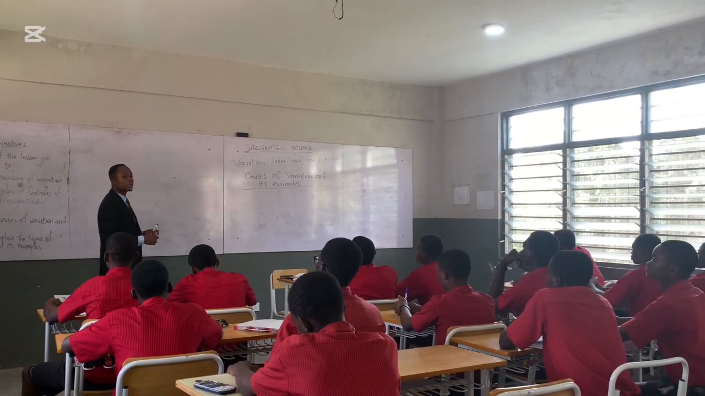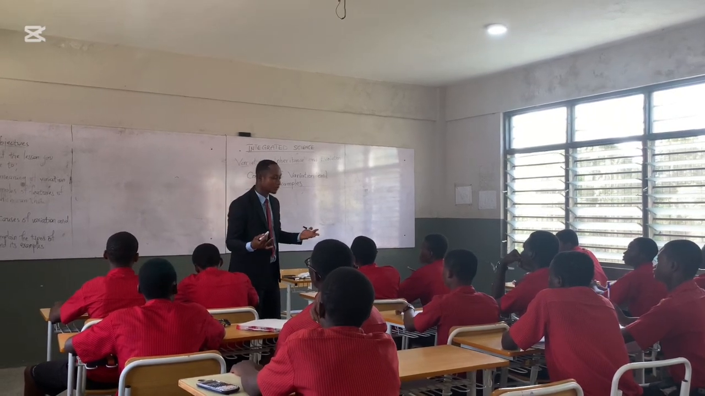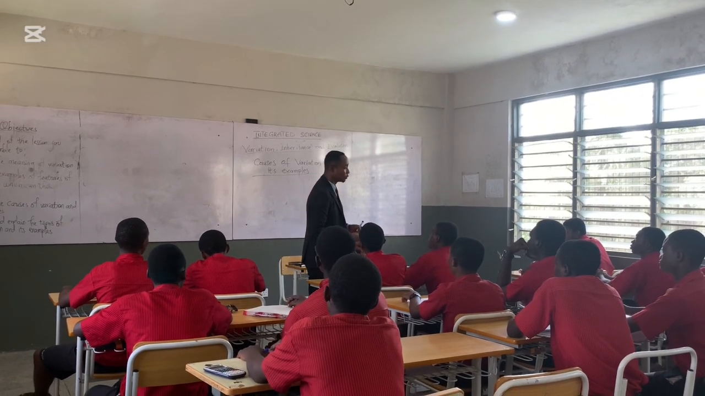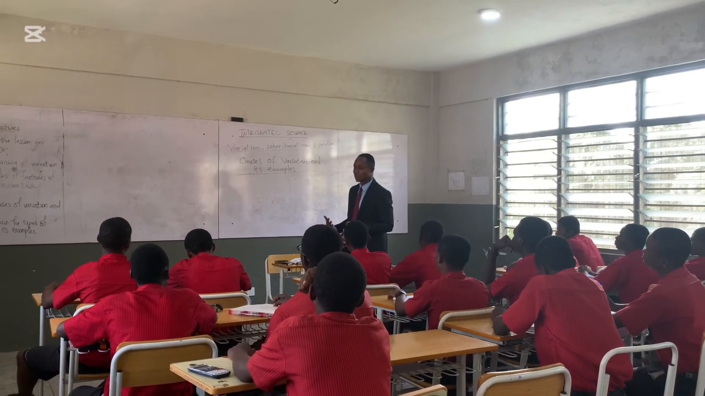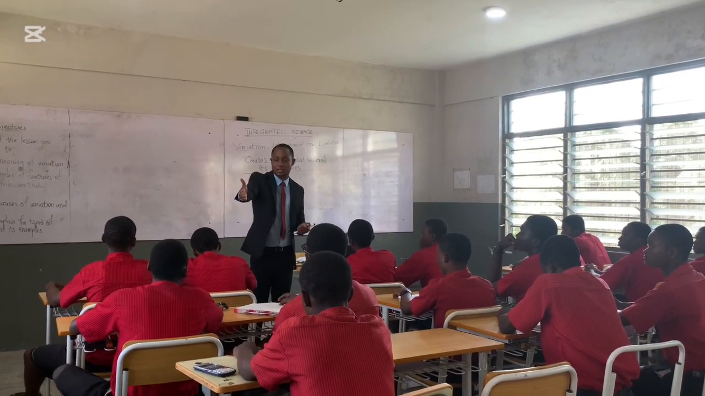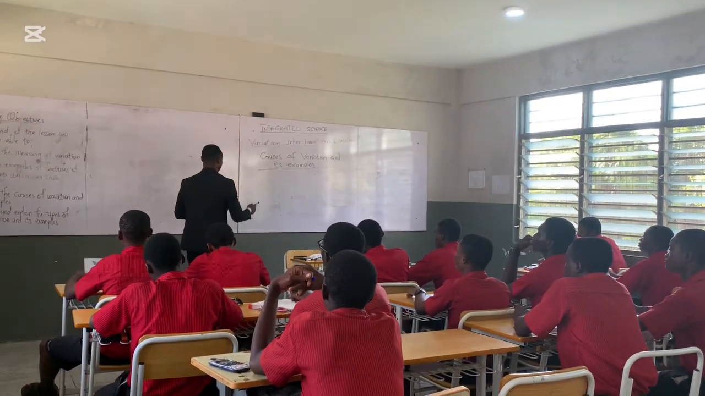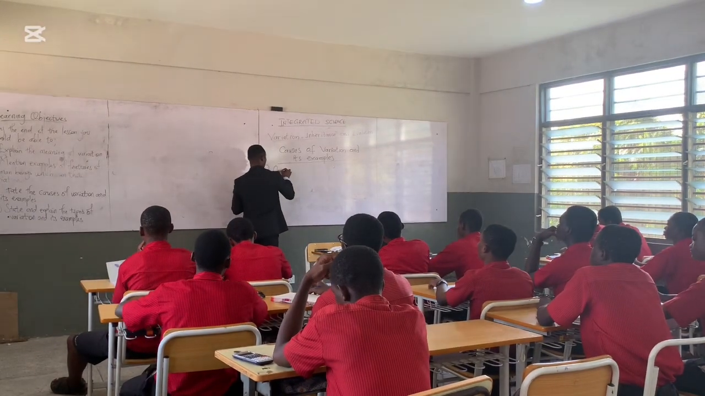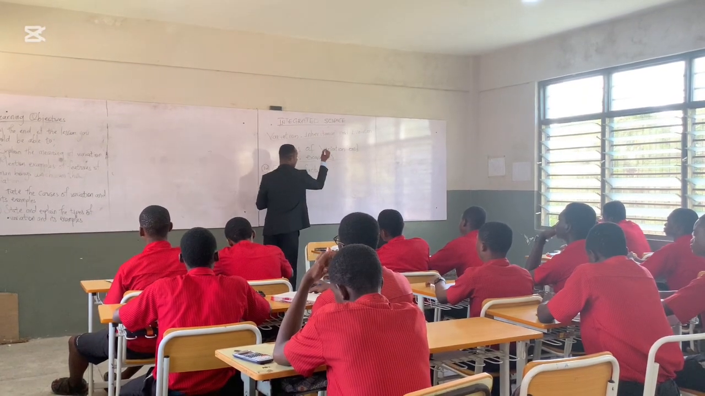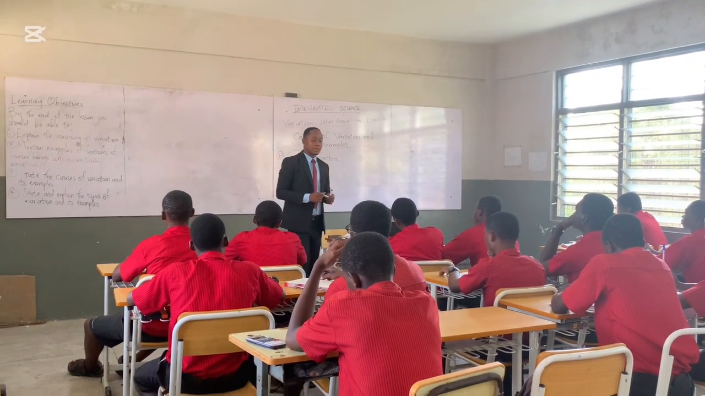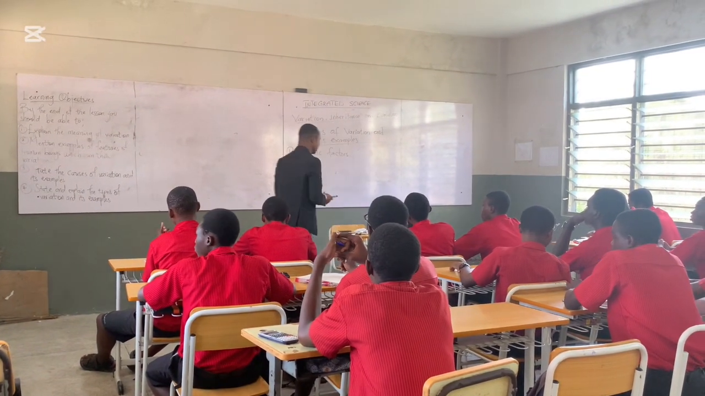How many causes of variation do we have? Yes, 2. Very good. We have 2 main causes of variation. So what are these 2 causes? Yes, we have genetic factors, number 1. And the second one is environmental factors. Good.